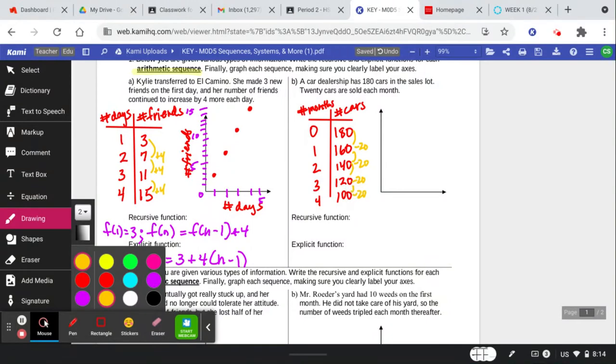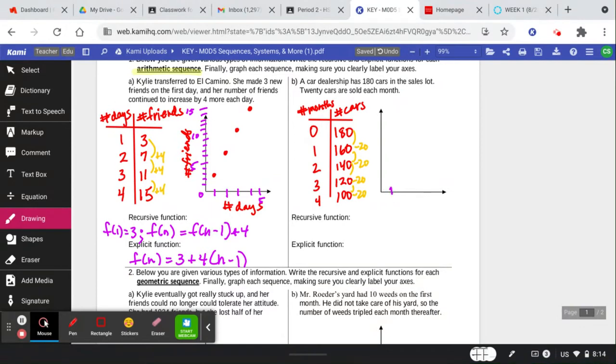Okay, let's go get the graph ready. 1, 2, 3, 4, 5. And on the side, what if we went by 20s? 20, 40, 60, 80. And then down here, we're going to have number of months as the label. And up here, we're going to have number of cars on the y-axis. Let's go put some dots.